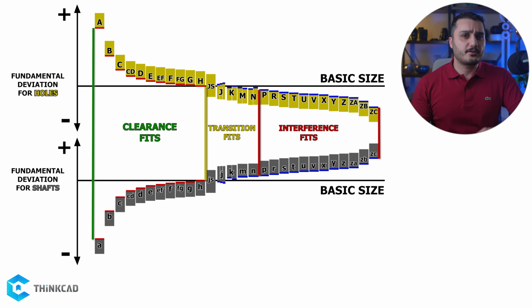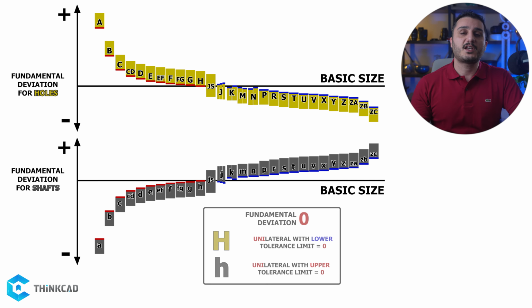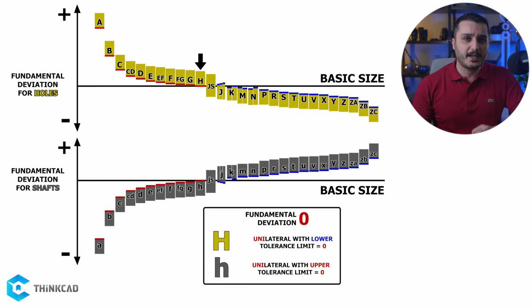A couple of things that you should be memorizing though. First one is letter H, which you're familiar with already, but I'll go over it one more time due to its importance. H means a fundamental deviation of 0. This means when you see capital H for holes, our tolerance zone is unilateral, going positive with the lower limit being 0. Similarly, lowercase h used for shaft means a unilateral tolerance going negative from basic size and 0 as its upper limit.